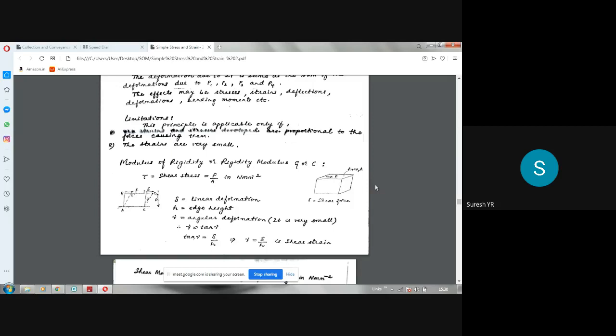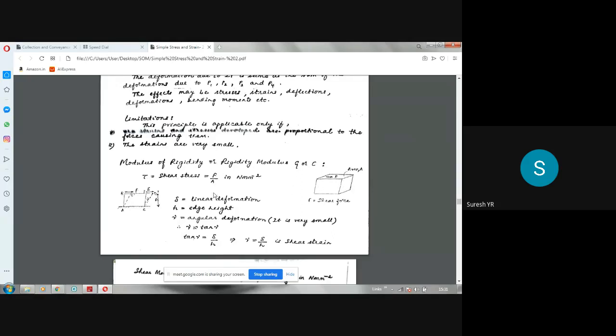Normal force means tensile or compressive force. Normal force always acts normal to the area. Normal means perpendicular to the area like this. Whereas shear force acts parallel to the area, parallel or tangential to the area. That is why it is also called tangential force. So shear force and tangential force are both the same. Normal force will be normal to the cross sectional area.